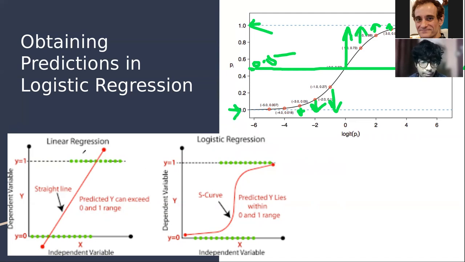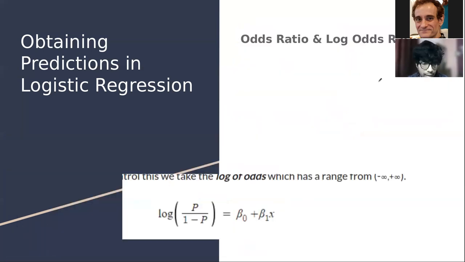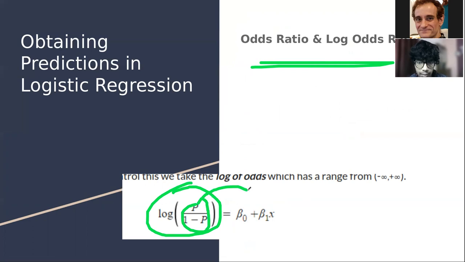Good enough. And then we have this S curve where we say that the Y values lie within the range of 0 to 1. Something which this pretty much explains. Odds ratio and log odds ratio, I think this must be clear by now. This is the odds ratio. This is the log of the ratio. This is the probability value.